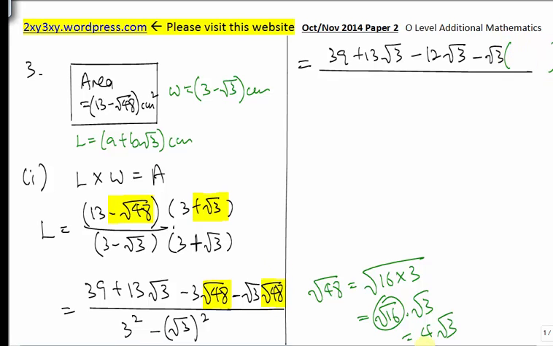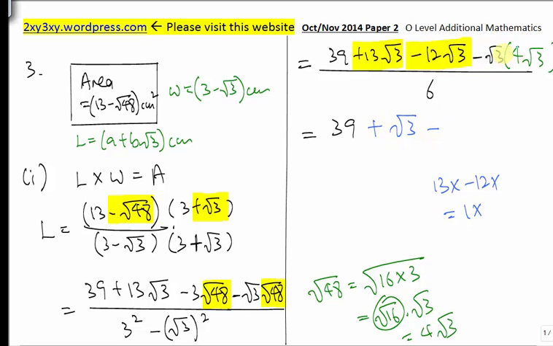This expression here is actually 4 square root of 3. And the denominator is actually 9 minus 3, which will give us a 6. So it's 39 plus 13 square root of 3 minus 12 square root of 3. This is similar to 13x minus 12x. So it will give us 1x. Or just for this case will be a 1 square root of 3. The 1 no need to write.